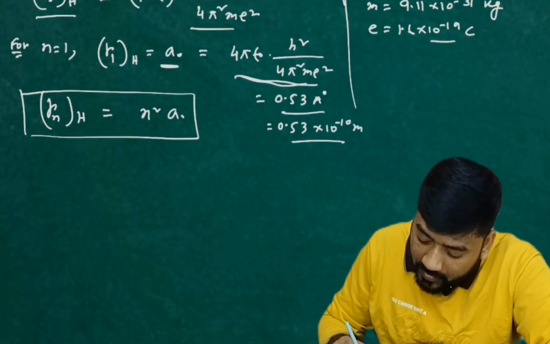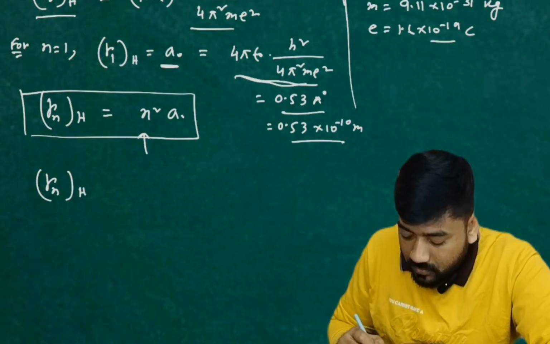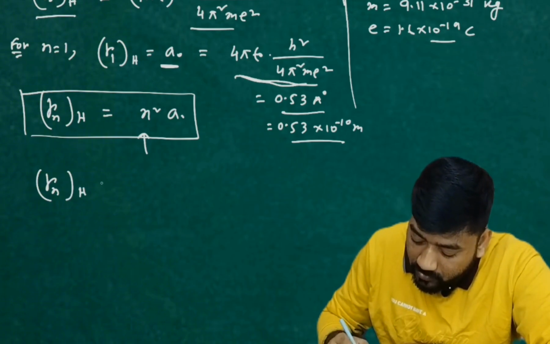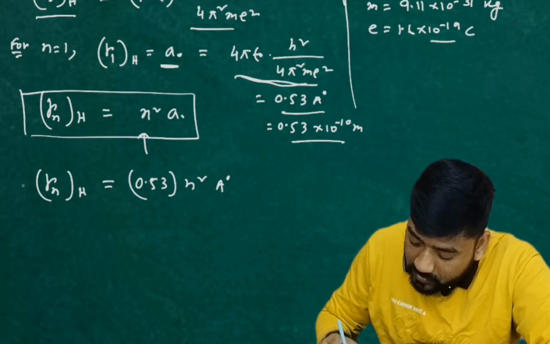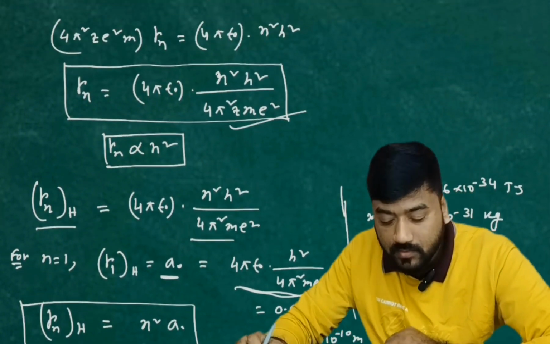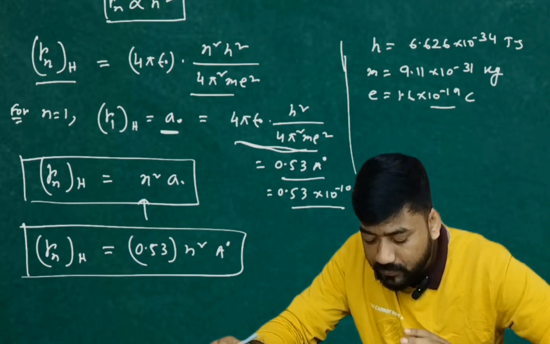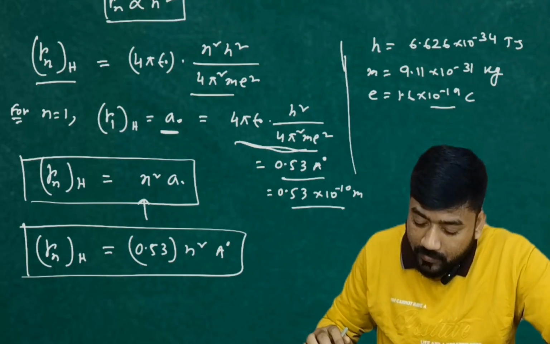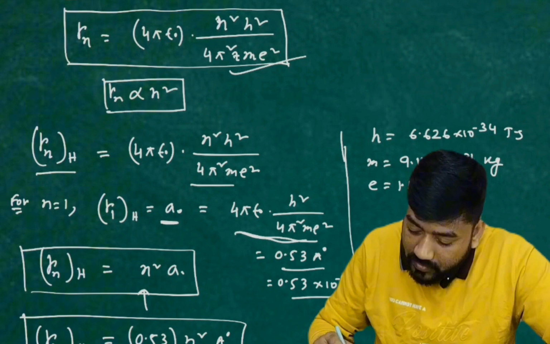So sometimes we can write the radius of the nth orbit of hydrogen atom as just 0.53 into n square angstrom. So you can remember it this way, instead of remembering the rigorous mathematics. You should remember that Rn of hydrogen atom is proportional to n square. But in general you can see there will be Z also.